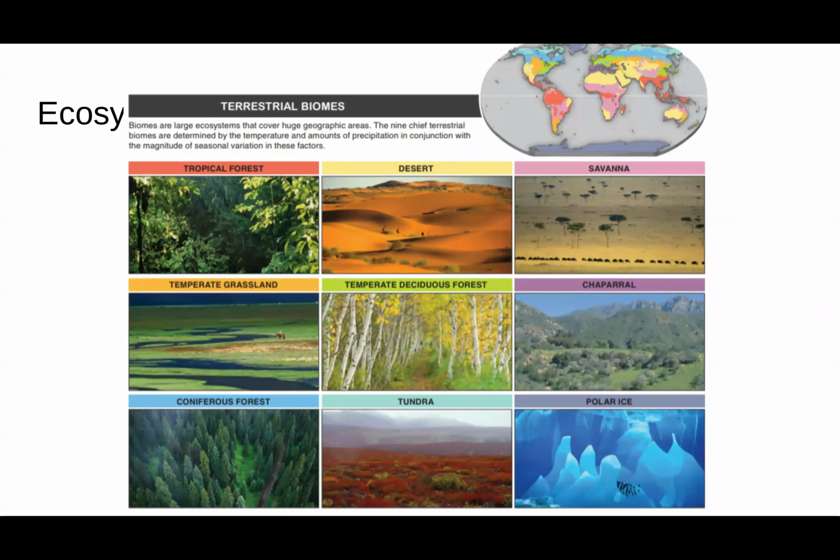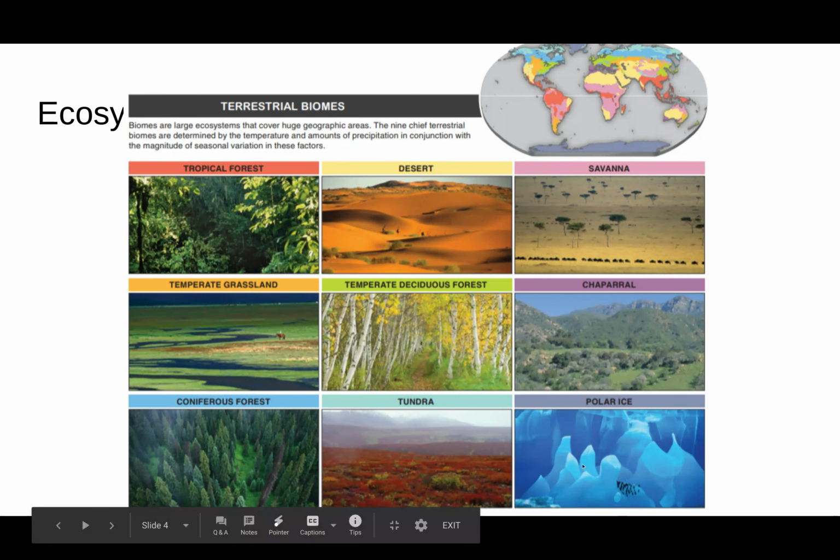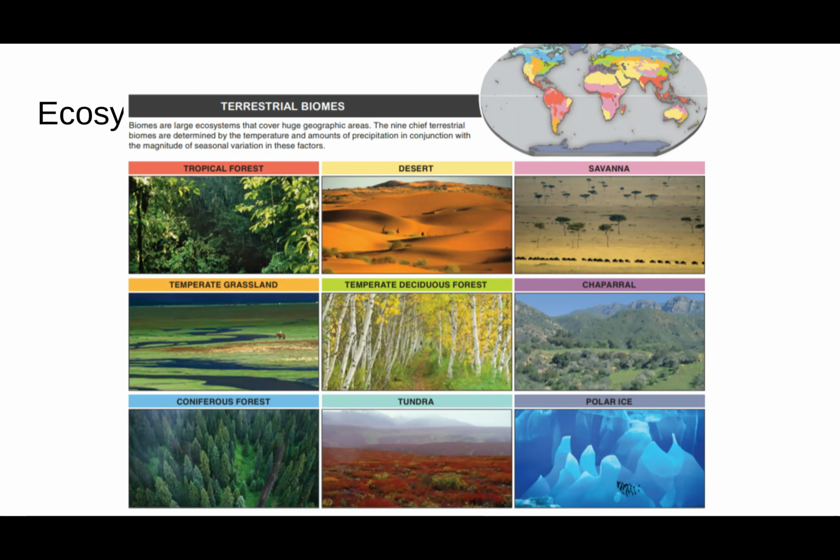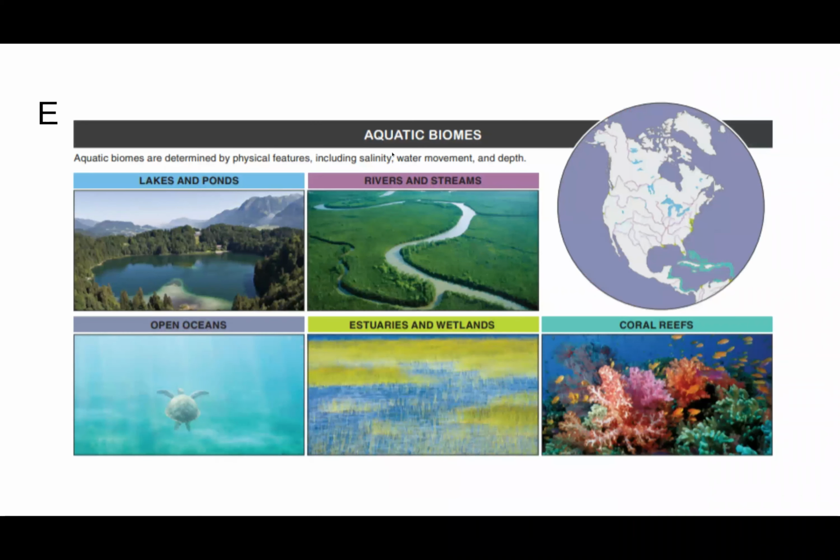You simply don't see things that usually live in a desert in a forest, or things that live near the polar ice living in a temperate grassland. So the abiotic conditions, which are determined by a few key factors we'll talk about in a moment, lead to all the differences in biology. And this is true on land, and this is also true in the water.